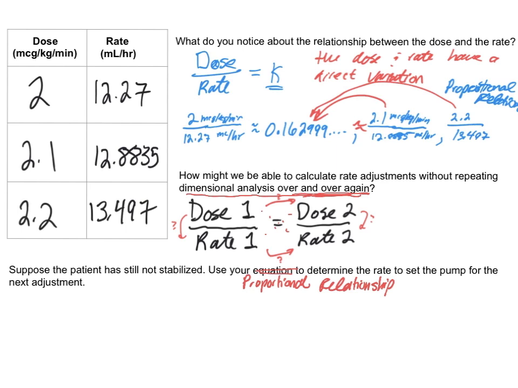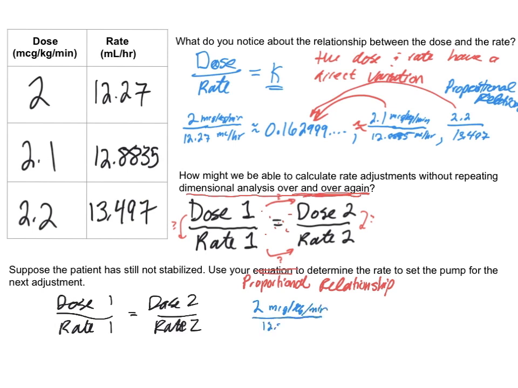And so again, what I know is that the dose and the rate are always going to be simplifying to the same value. So dose 1 and rate 1 will always equal dose 2 and rate 2. And to be clear, this is just one way to write this. There's actually other ways to set this proportional relationship up. But if you know that the minimum in this case was 2 micrograms per kilogram per minute over 12.27 mLs per hour, that was the ratio.